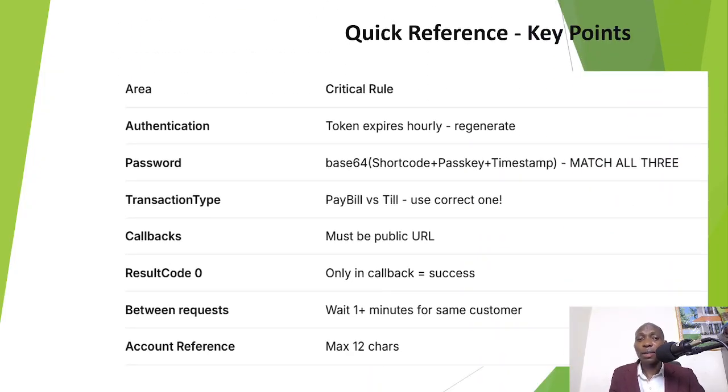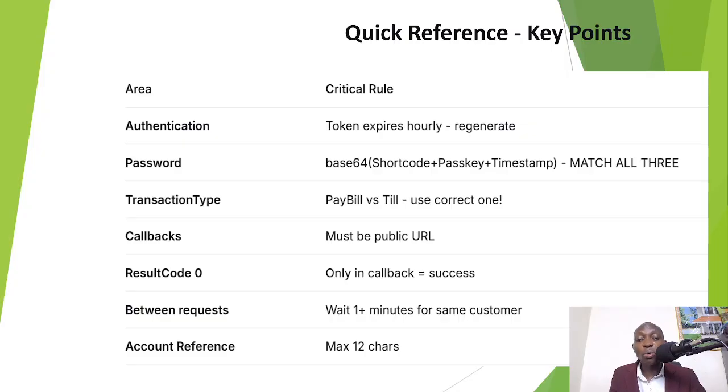Quick reference. Authentication, critical rules. Token expires hourly. Password is the Base64 encoding of shortcode, passkey, and timestamp. Match the three in that order. Transaction type: paybill versus till. Use the correct one. Callbacks must be a public URL. Result code 0 only in the callback is equal to success.